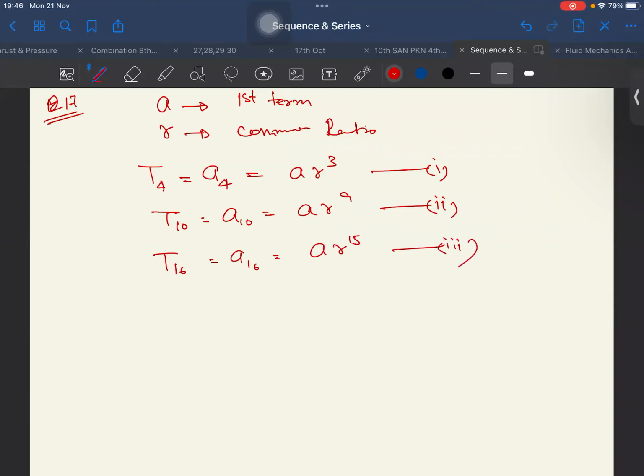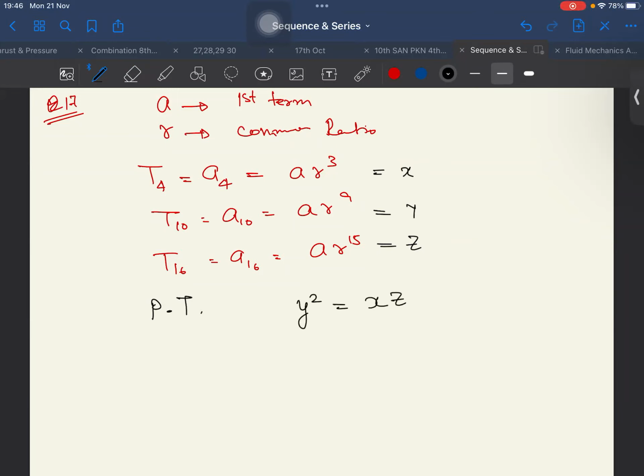Fine. These three are given. Is it or not? It's given as X, Y, and Z. Sorry. Okay, let me write it again. This is equal to X is equal to Y is equal to Z. Now you have to prove that Y square is equal to X into Z.